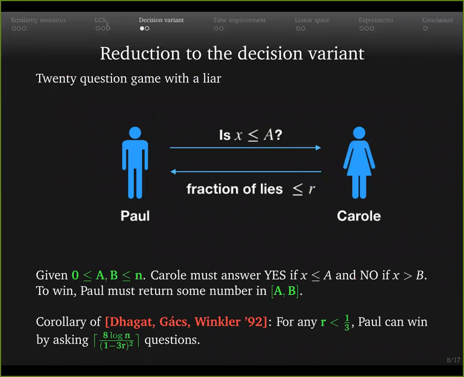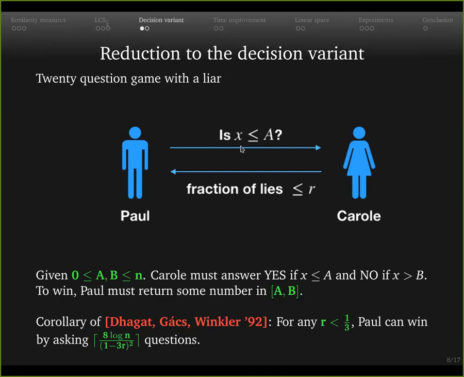But to do this, I will first have to show how we go from approximate LCS to a decision variant of the problem, because we use it for both results. And we do that by using the 20 question game with a liar. In the 20 question game, you have 2 players, Paul and Carol. And Carol has in mind 2 numbers. And the goal of Paul is returning some number between A and B.